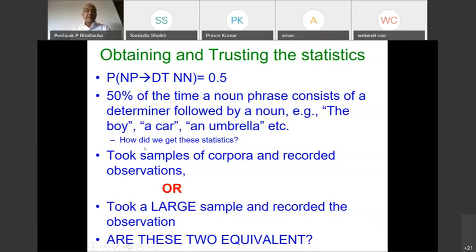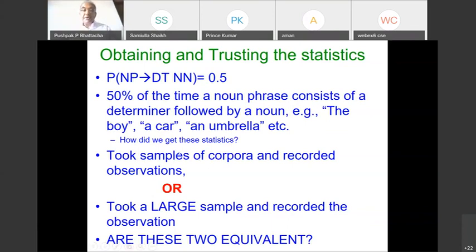And how did I get these statistics? We took samples of corpora and recorded the observations, or took a large sample and recorded the observation. So look at these two questions carefully.